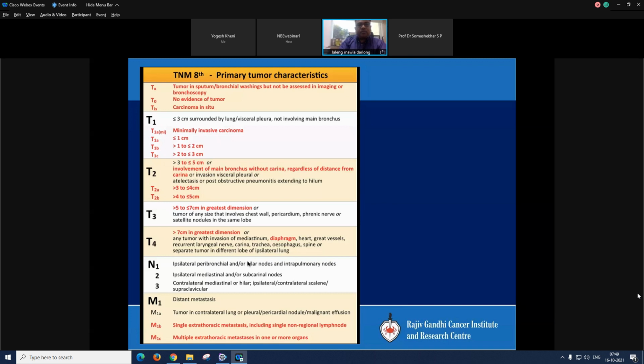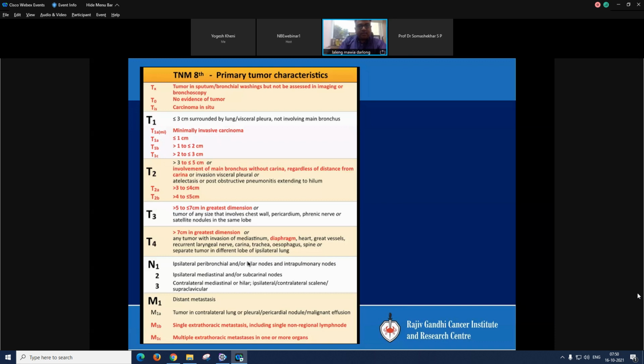And again, T2 is from 3 to 5. Involvement of the main bronchus without the carina, regardless of its distance from the carina, it should not involve the carina. That becomes T2. And again, T3 is from 5 to 7 centimeters, and tumor involving the chest wall, phrenic nerve, or satellite nodules in the same lobe of the lung. More than 7 centimeters is now T4, and they've included the diaphragm in T4, which previously was in T3.